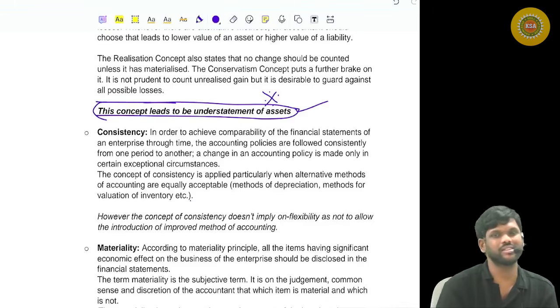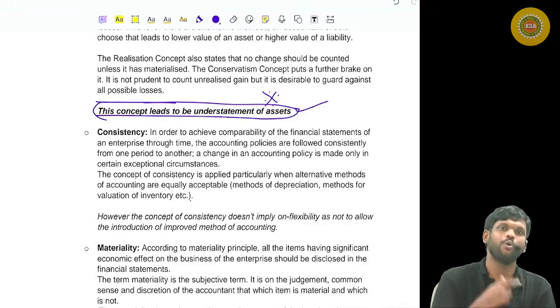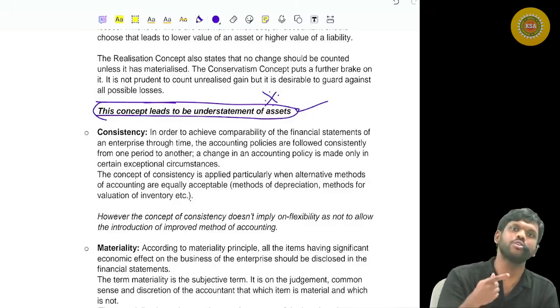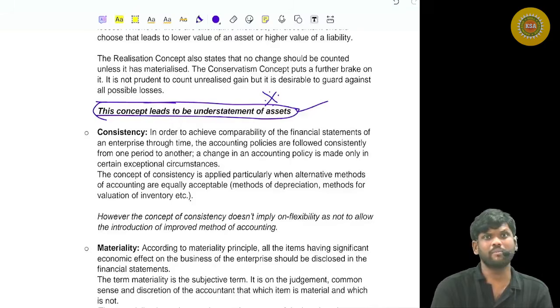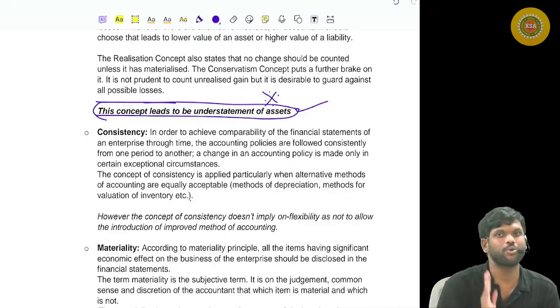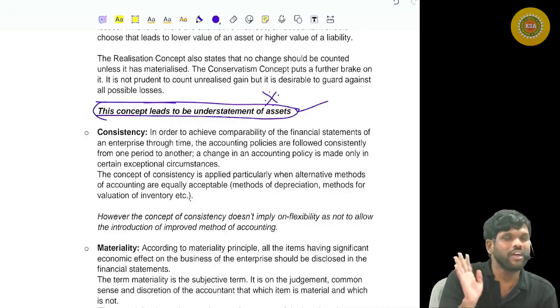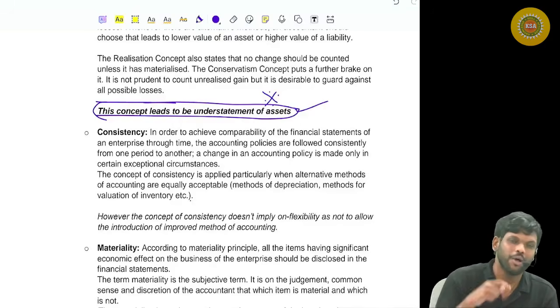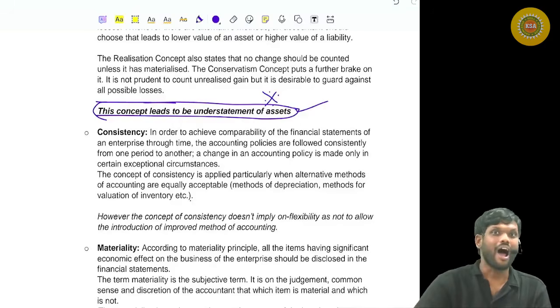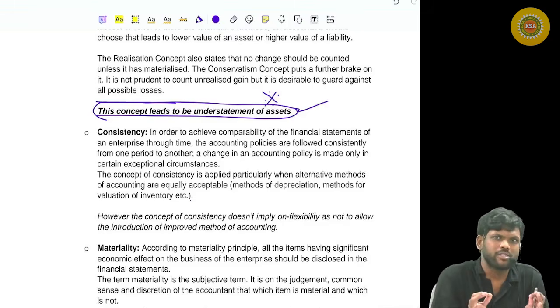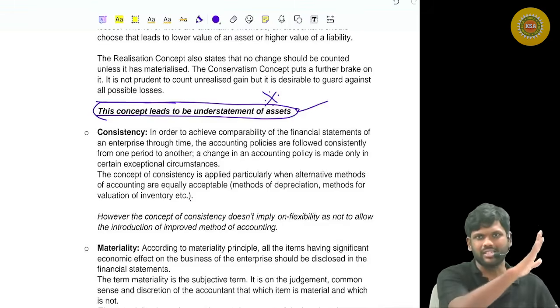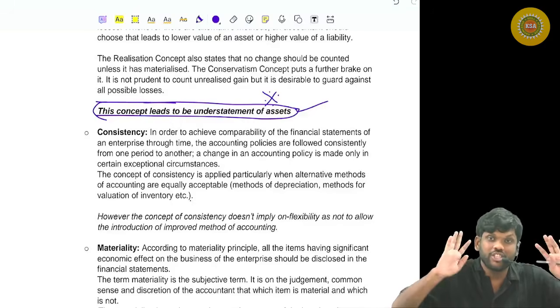So accountancy says consistency is very important. Once you adopt a policy, ensure you stick to that policy. Sir, does that mean I should not change at all? Accountancy doesn't say you should never change. Accountancy says as far as possible don't change. Even then, if you are changing, it should result in a better presentation of financial position and financial performance. Accountancy says as far as possible don't change the accounting policies, maintain consistency. But that doesn't mean changing is prohibited.